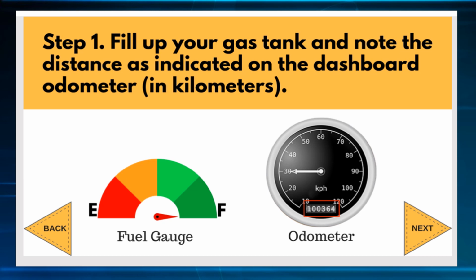First, fill up your gas tank and note the distance as indicated on the dashboard or the so-called odometer. So take note of the distance. This is in kilometers per hour. So try to look at your screen. That is an example of the measurement of the gauge here. So it's a full tank and the odometer reading.